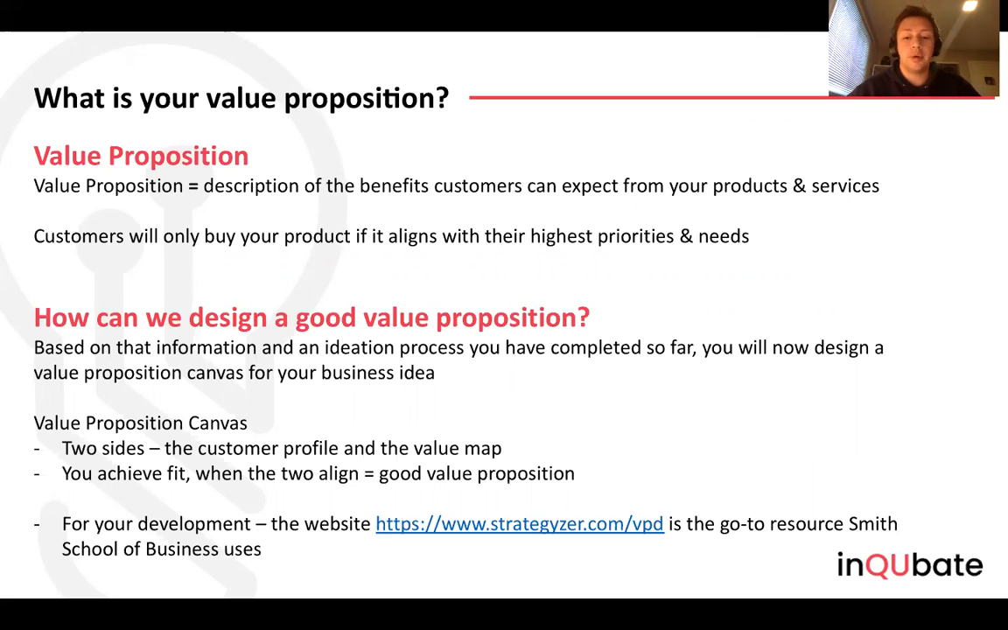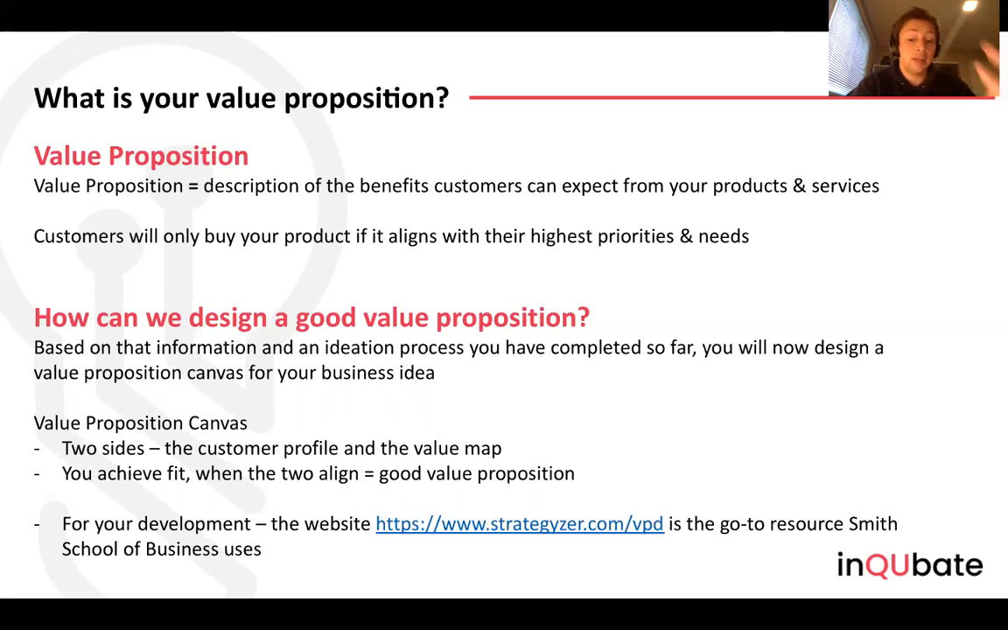So how do we design a good value proposition? You've got an idea. How do you communicate this to your target customers? Based on the information and the ideation process you've completed before, you'll now design a value proposition canvas for your business idea. This is pretty much a visual of what exactly it provides. This value proposition canvas has two sides. On the left, the value map, and on the right, the customer profile. When these two are connected and have equal weighting and equal fit, you achieve business fit. When the two align, it becomes a good value proposition.